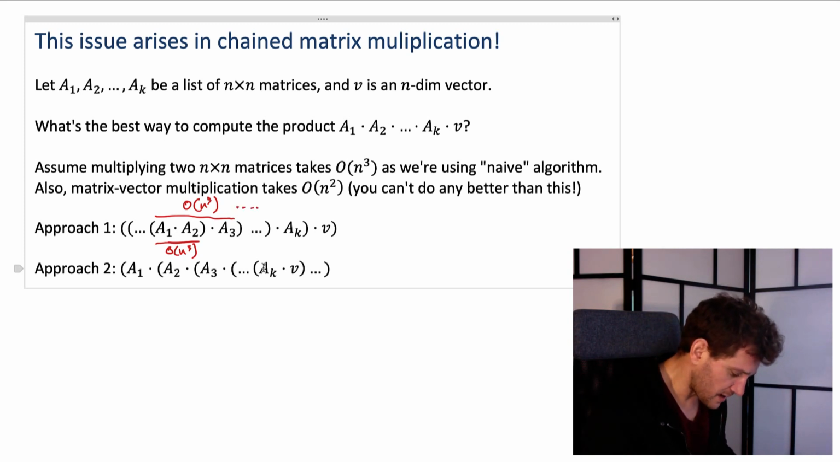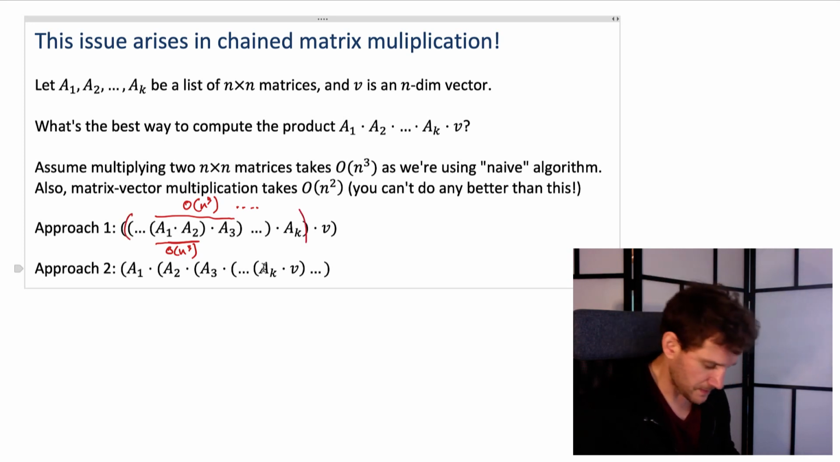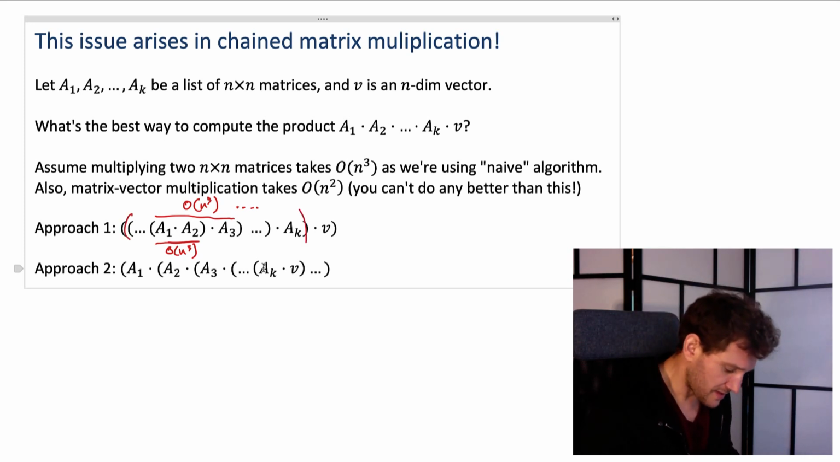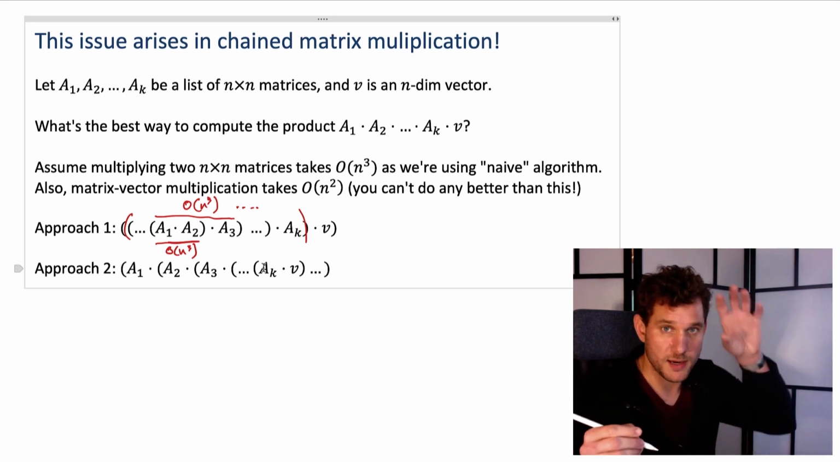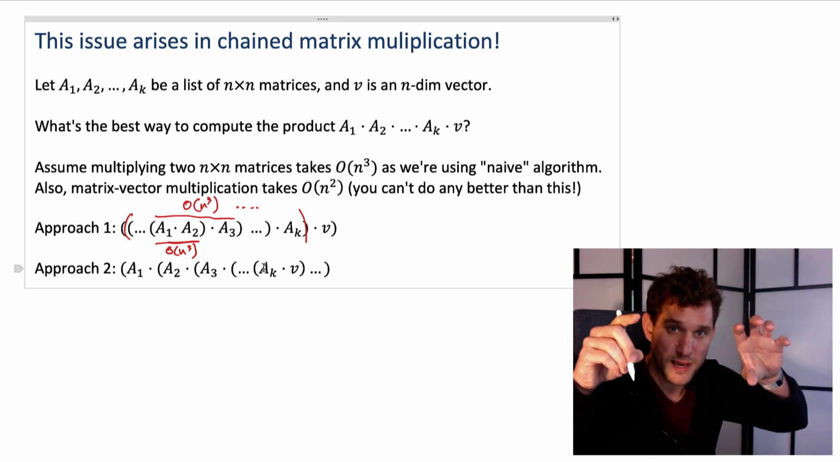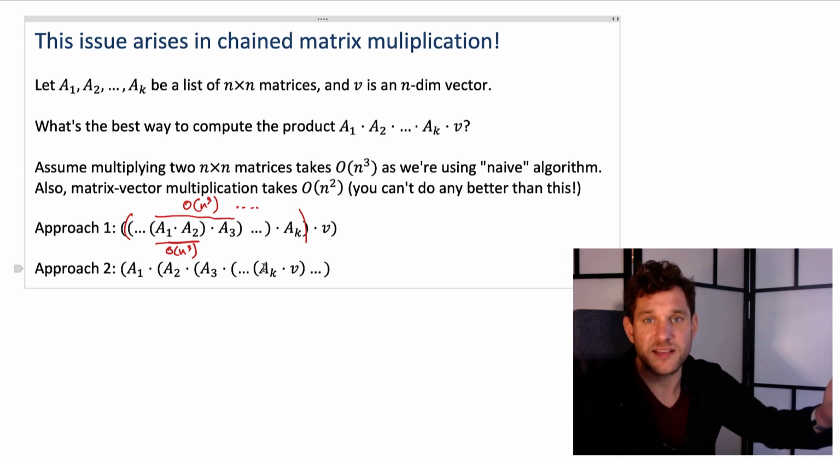And then in the end, you'll have this whole thing right here, which is a big n by n matrix, and you're going to multiply it by this vector. That final operation, an n by n matrix times an n by 1 vector, takes on the order of n squared.